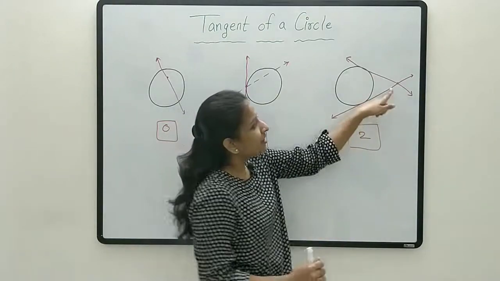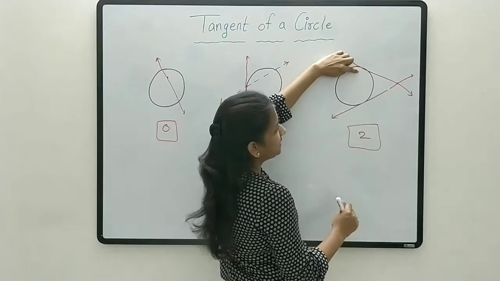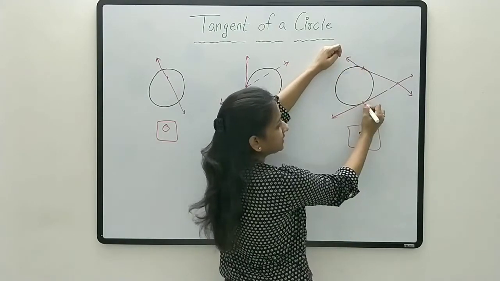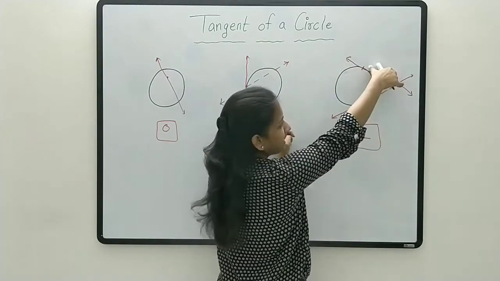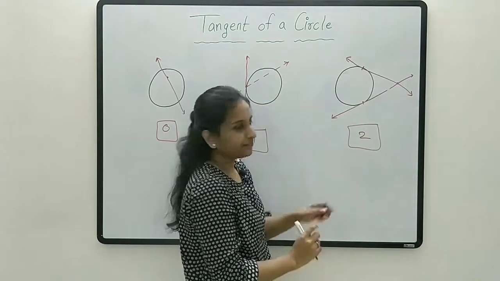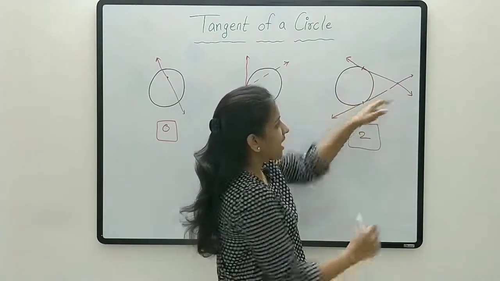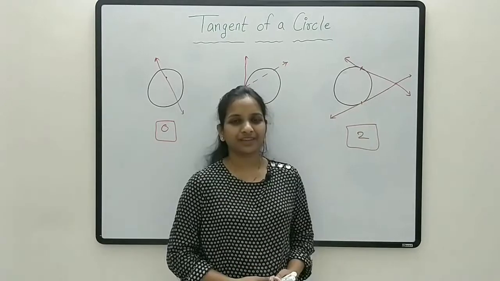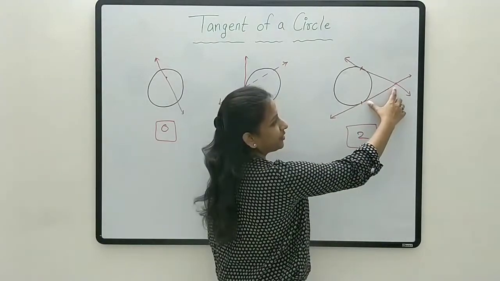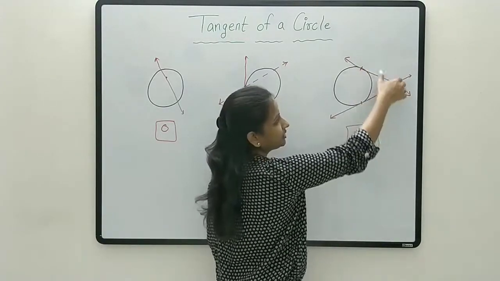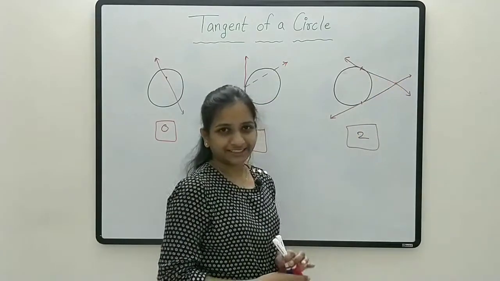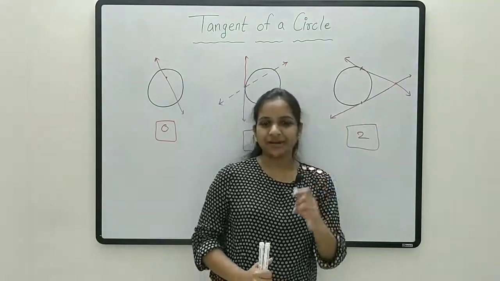Understood? Now from this point till here, see, this is point of contact, this is point of contact. This segment is called tangent segment. This is the tangent segment and this is the tangent segment. Tangent segments drawn from the external point to the circle are congruent. This is the tangent segment theorem.